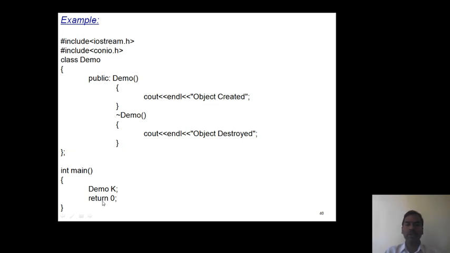Now return 0 and we are terminating the main function. At the time of termination, it automatically invokes the destructor. Now it prints the message object destroyed. So when we execute this program, the output becomes object created, object destroyed.